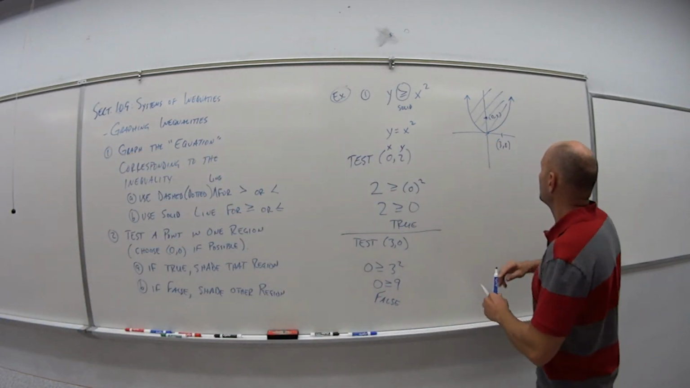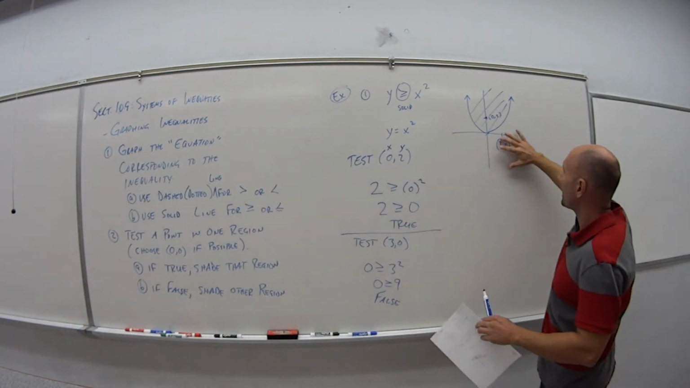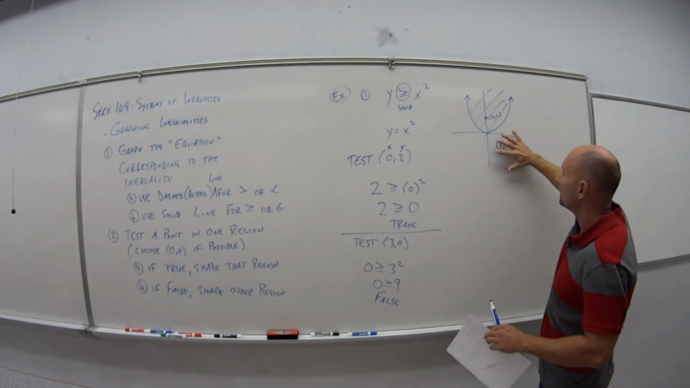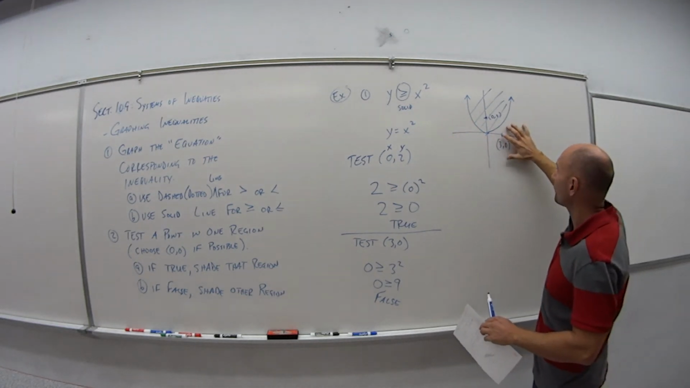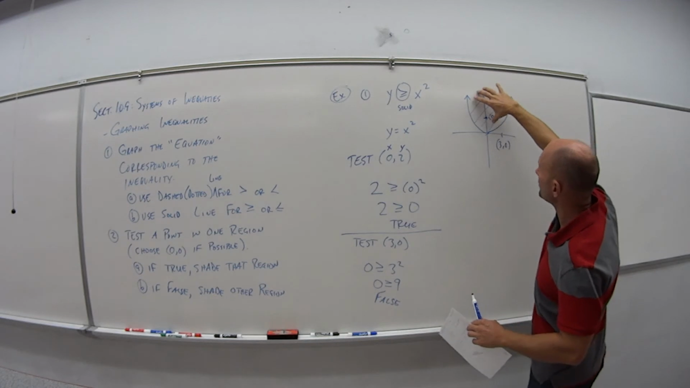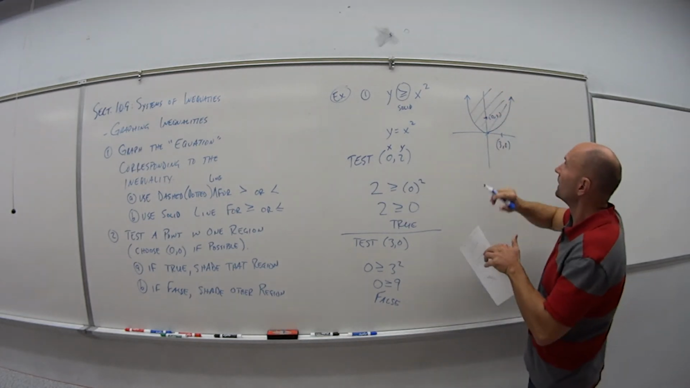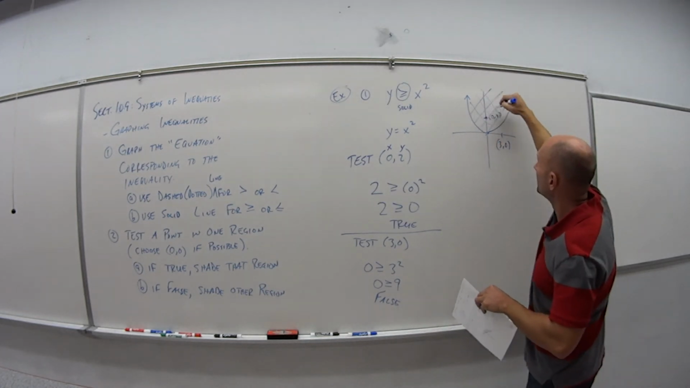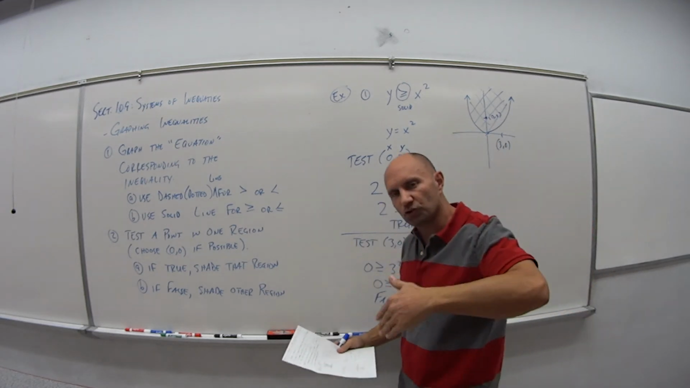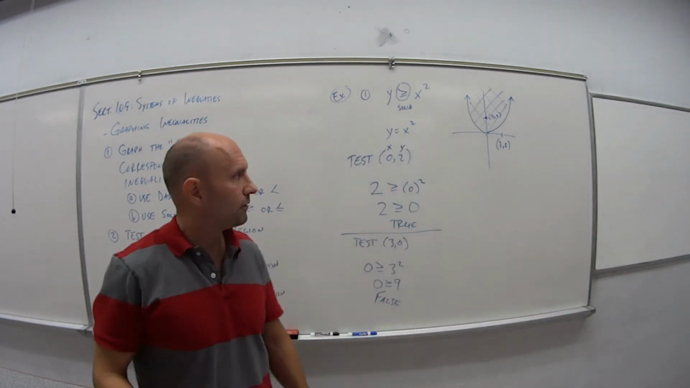So the point that I was testing was on the outside of the parabola. It was here. I got a false answer, so I have to shade the other region, which is inside the parabola. So I still end up shading the correct part. I just got there in a different manner.